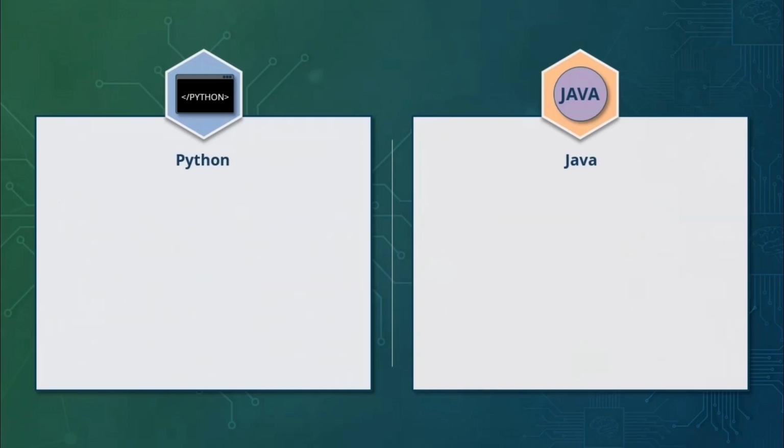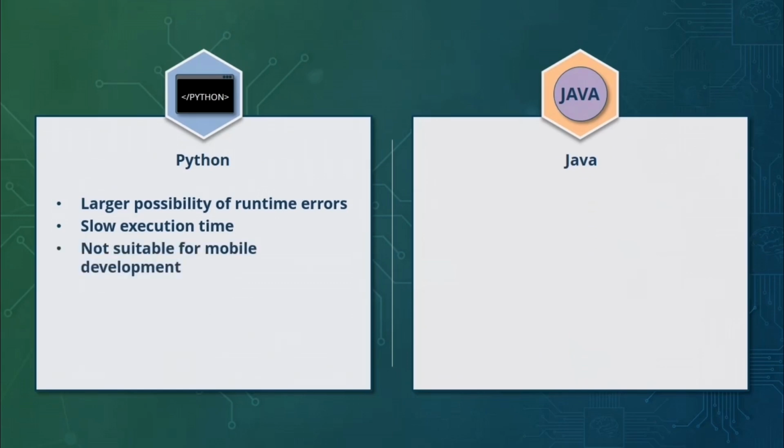Now let's see some challenges while using Python and Java for AI development. Since we know Python code is executed line by line, there is a possibility of high runtime errors. It executes code more slowly because it is interpreted at runtime instead of being compiled to native code at compile times. Because of the lack of libraries for mobile development, it is not one of the best choices for mobile web development.